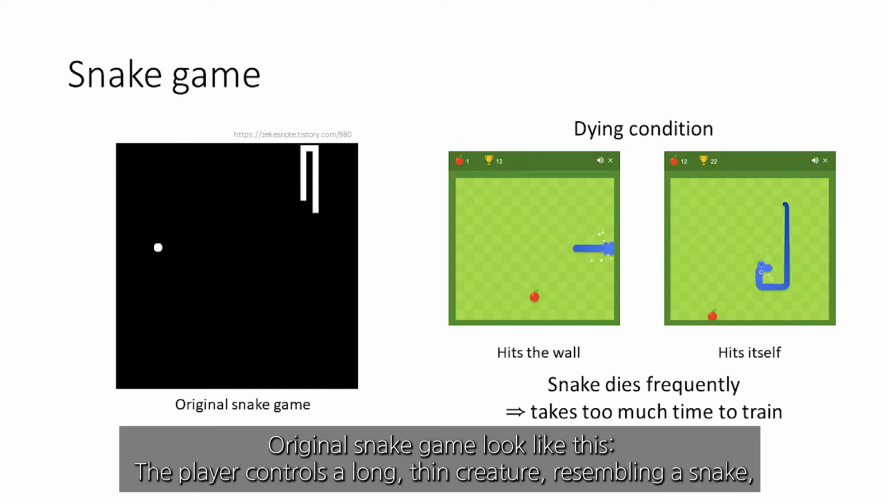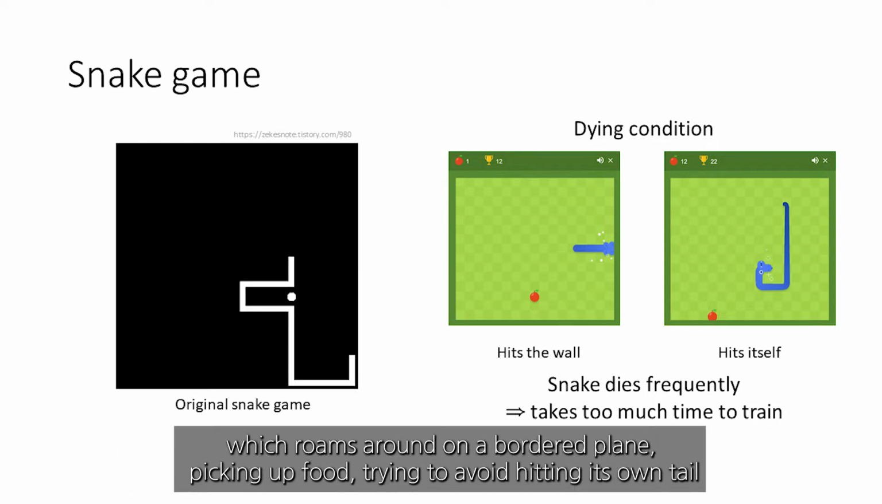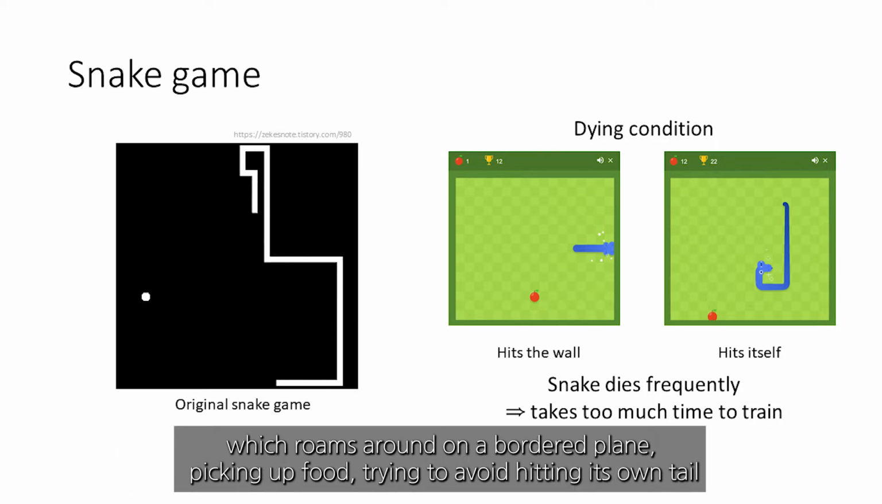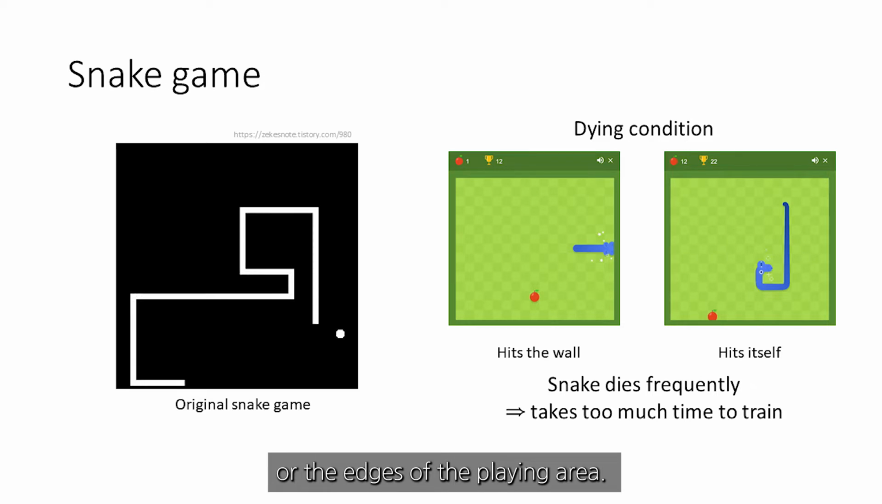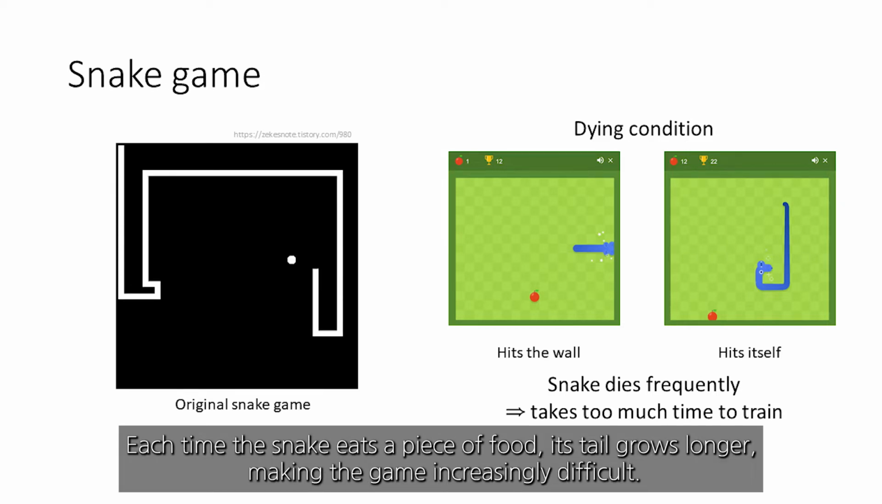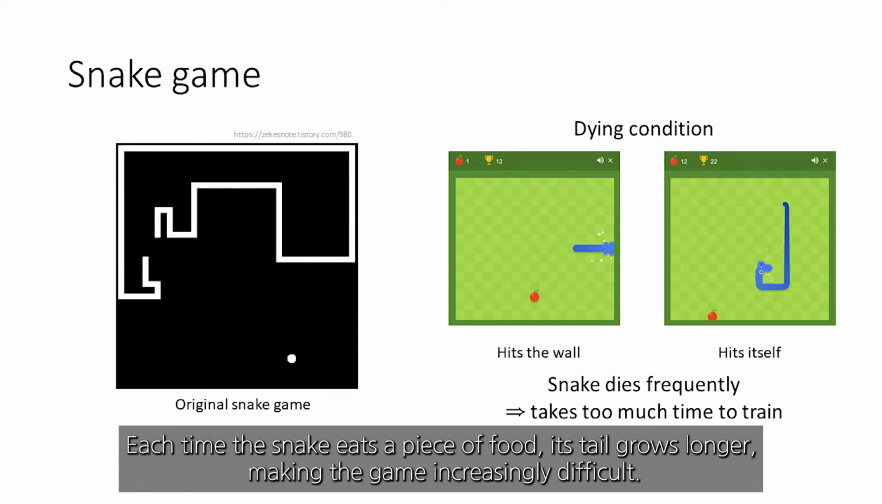The player controls a long thin creature resembling a snake, which roams around on a bordered plane, picking up food, trying to avoid hitting its own tail or the edges of the playing area. Each time the snake eats a piece of food, its tail grows longer, making the game increasingly difficult.